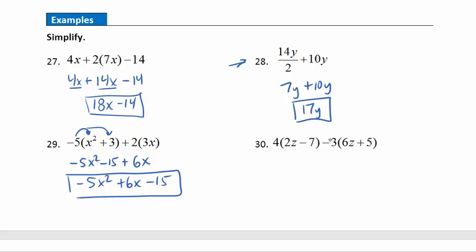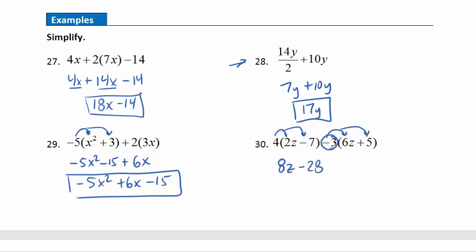Question 30. Again, I have 2 multiplications. I need to distribute this 4 and distribute this negative 3. And we want to think of that as a negative 3 as we distribute. That's the best way to do it. Even though it's a minus sign out front, the best thing to do is to think about that as a negative 3 as we go through and multiply by it. All right, distributing the 4. 4 times 2z is 8z. 4 times negative 7 is negative 28.